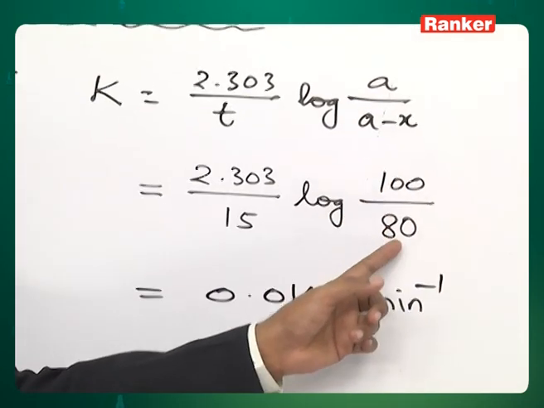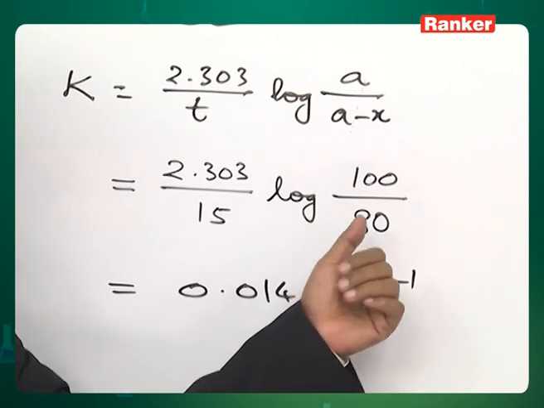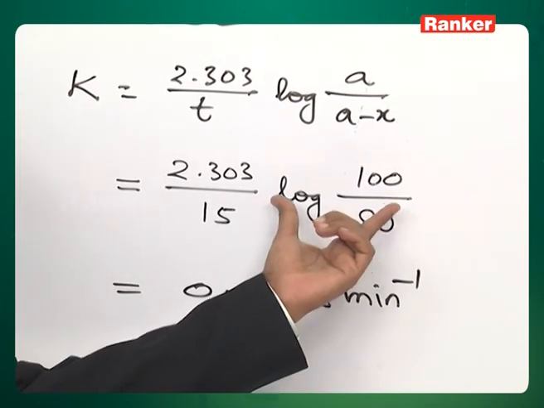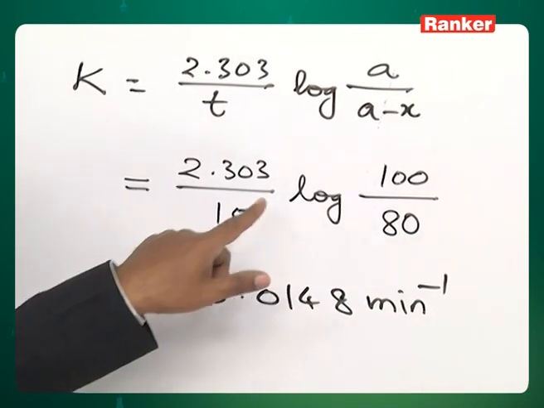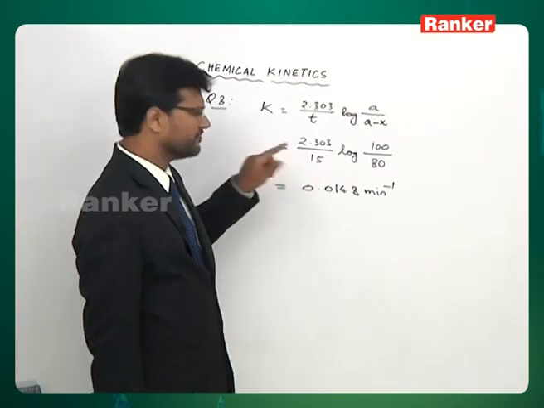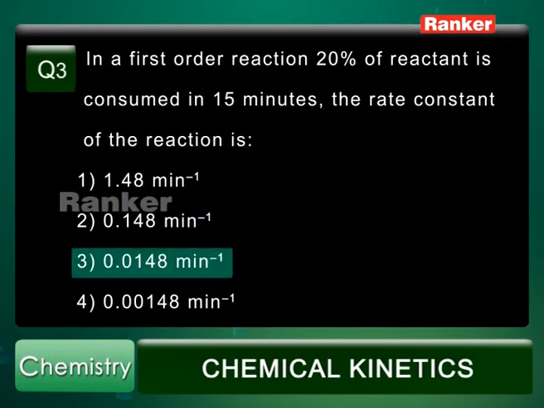This becomes log 10 by 8, that is log 10 minus log 8. Log 10 is 1, log 8 is 0.9. So the difference, log 10 minus log 8, comes to 0.1. 0.1 into 2.303 by 15 comes to 0.0148. So the correct answer is the third option.